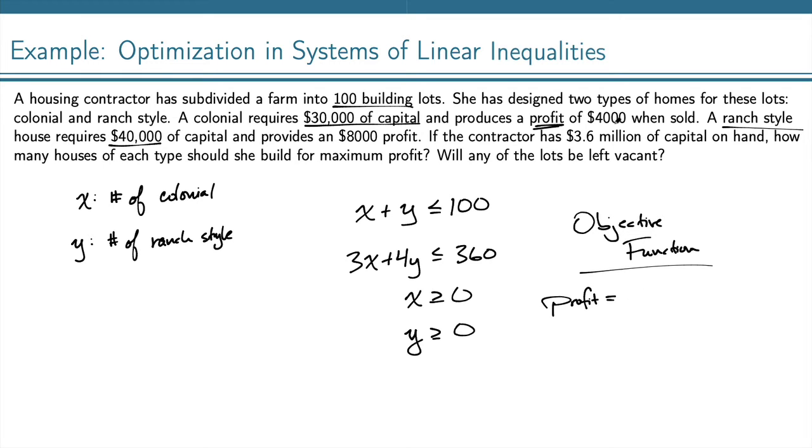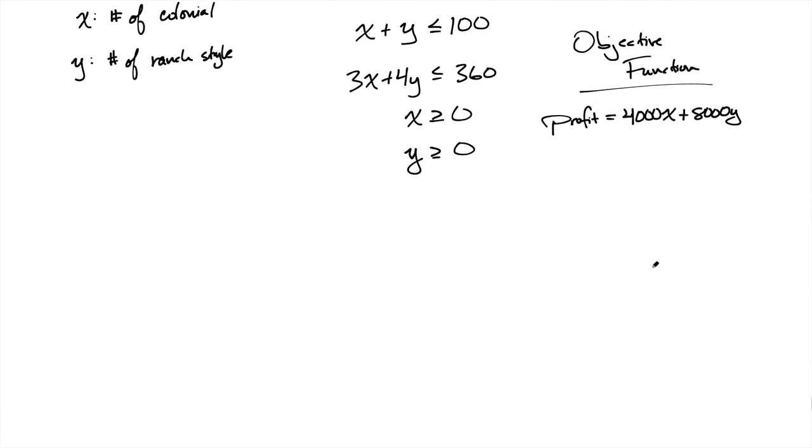So our profit function. We get $4,000 in profit from each colonial, so that's 4,000x. And then plus, she gets 8,000 from the ranch style, so plus 8,000y. And this is the thing that we're trying to maximize. So we've got here our restrictions, and we've got our objective function. So now we're ready to look at our feasible region.